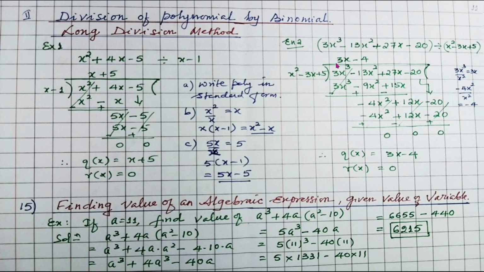Therefore, dividing a polynomial by a trinomial here, we get the quotient as 3x minus 4 and the remainder is 0. So this is a very important method of division of polynomials, which is we follow here the division algorithm of polynomials. Please remember this.